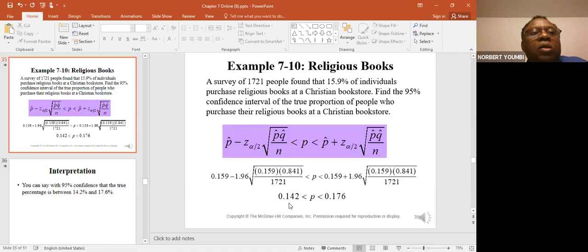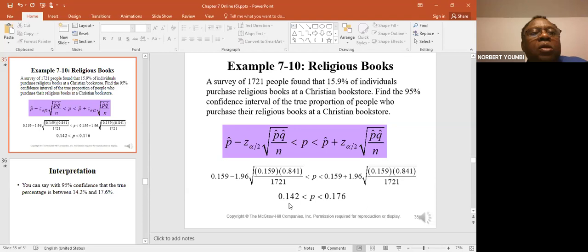We can also use our calculator. To use the calculator here, you want to find the number of successes because you were given the proportion of success, which is 15.9%. So we will do 1,721 times 0.159, which will give us approximately 274. That is x, the number of successes.